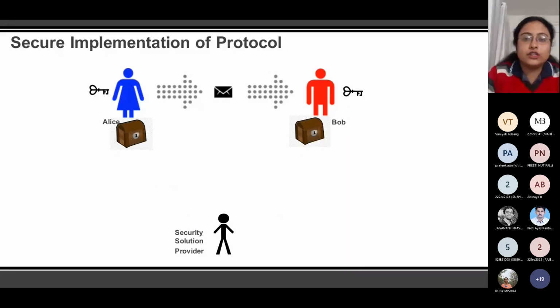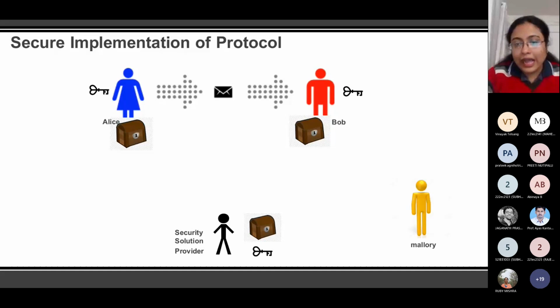Now the security solution provider gives this AES code to Alice and Bob, and also gives them a secret key. This secret key is shared between Alice and Bob. Now suppose this security solution provider may have many other IPs of AES, right?